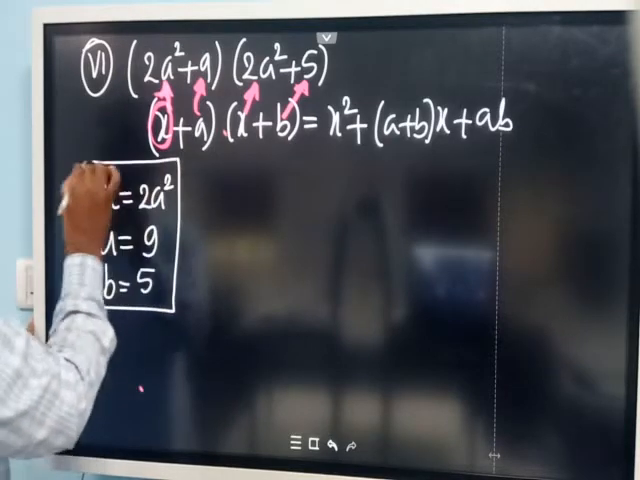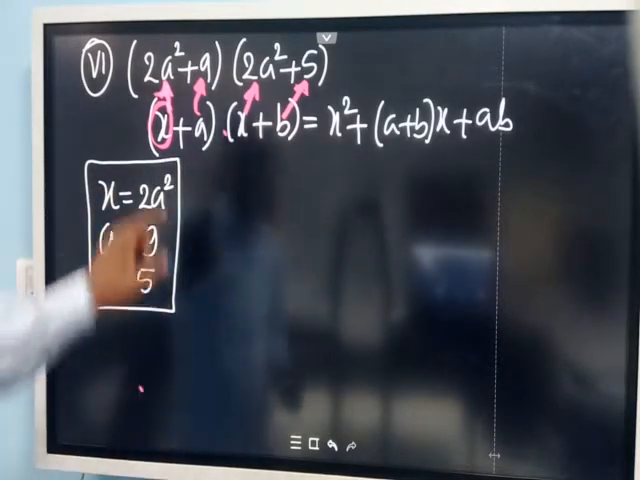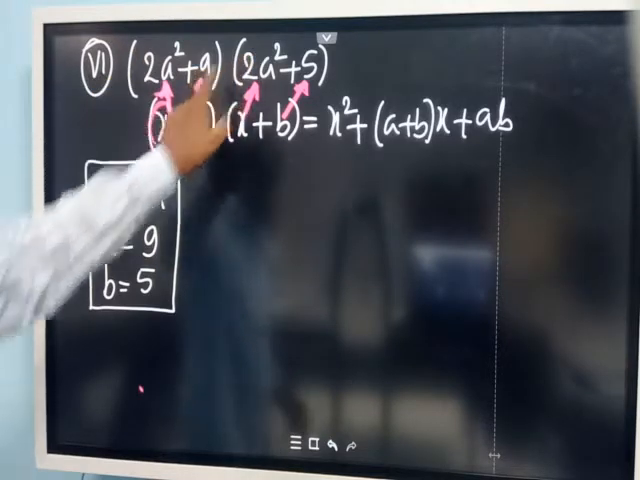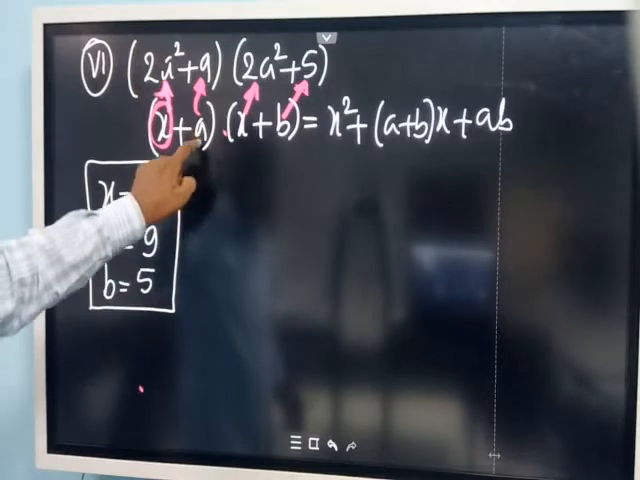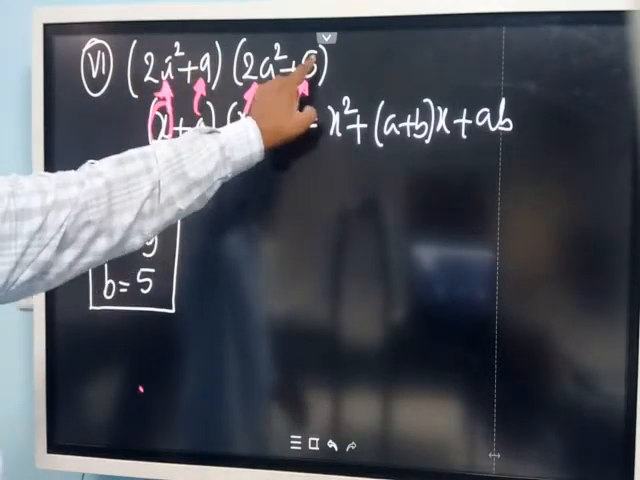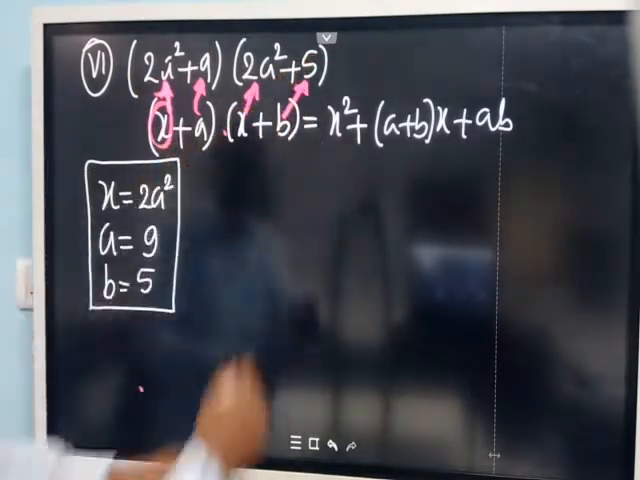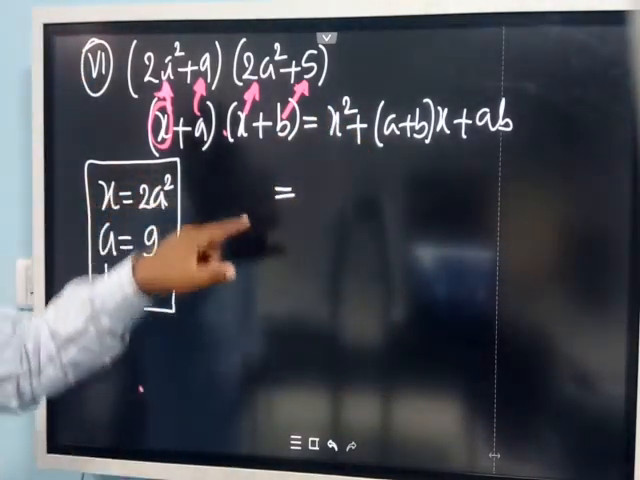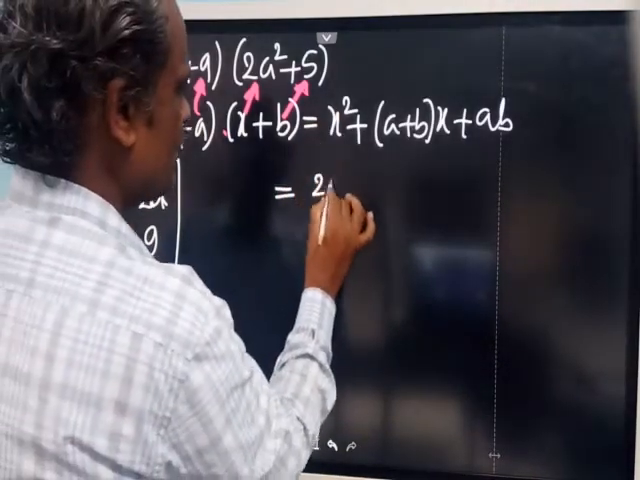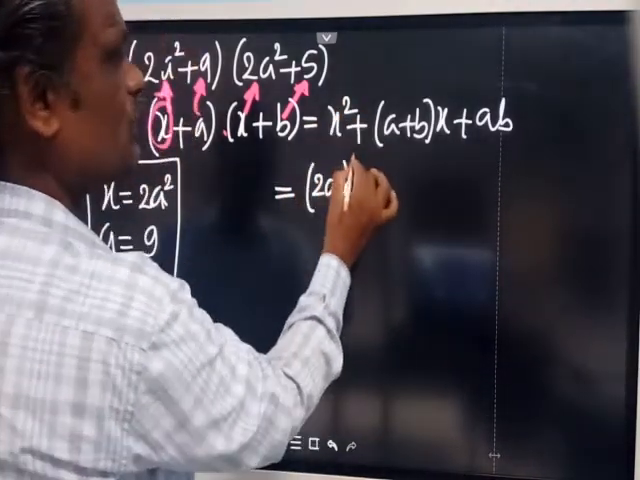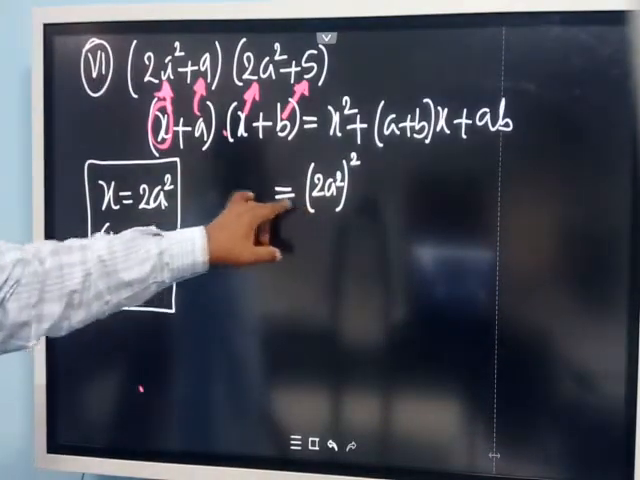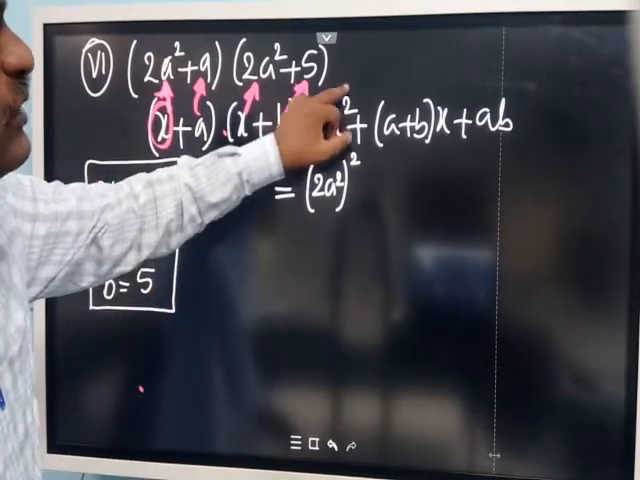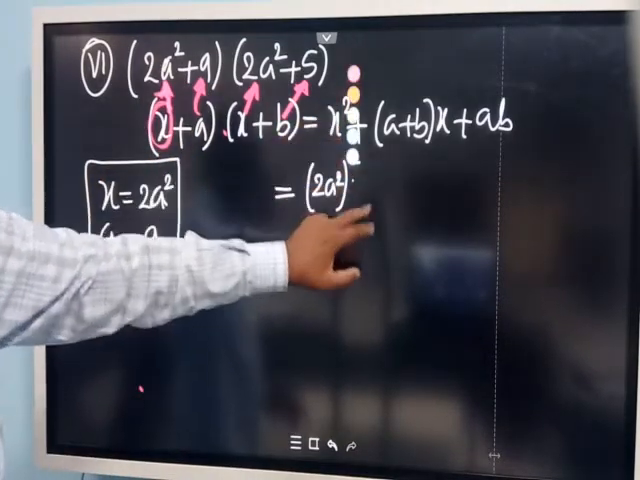So these values you need to substitute in the formula. Compare this question and the formula. X value 2a square, here also 2a square, here also 2a square. Then a value here 9, b value 5. So substitute in this formula, what you will get to see? X square, x value, what is that x? 2a square is there. X itself 2a square. Whole to the power 2 you have to write. Be careful in writing this one. X itself 2a square. We have x value itself 2a square. And this whole to the power 2 you have to write as it is, this 2. Okay.